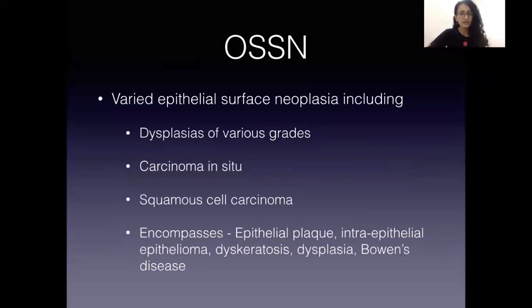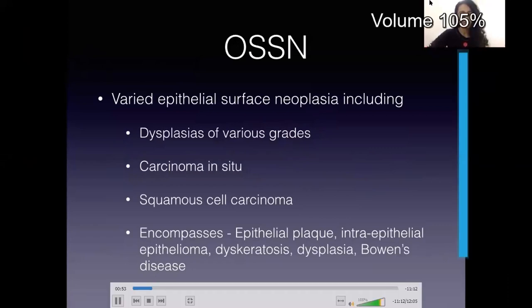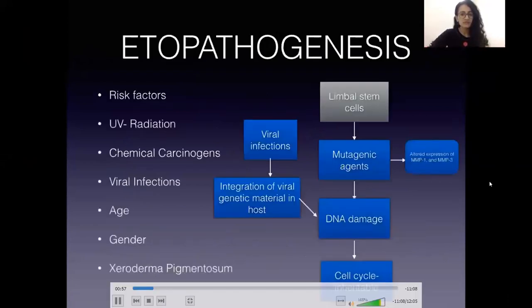OSSN is basically ocular surface squamous neoplasia. It includes various epithelial surface neoplasias like dysplasias of various grades, carcinoma in situ, and squamous cell carcinoma, and it can present as a gamut of clinical pictures like epithelial plaque, intraepithelial epithelioma, diskeratosis, dysplasia, or Bowen's disease.